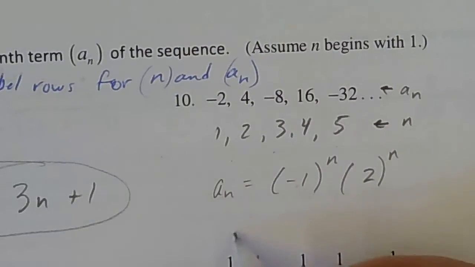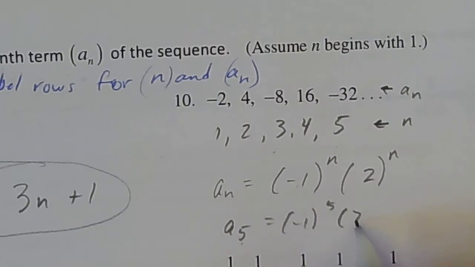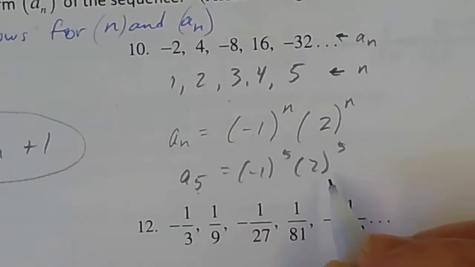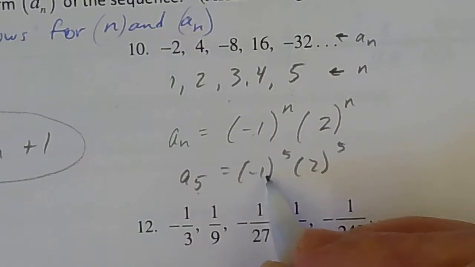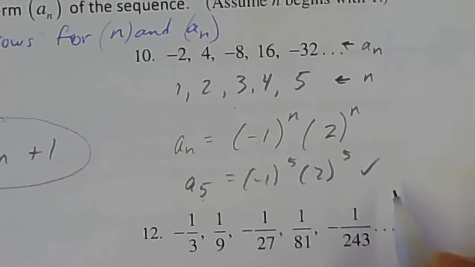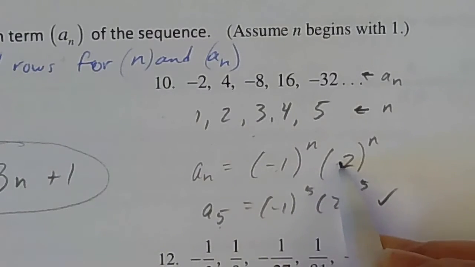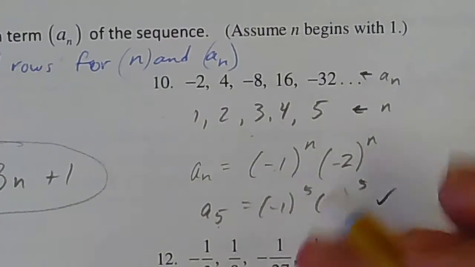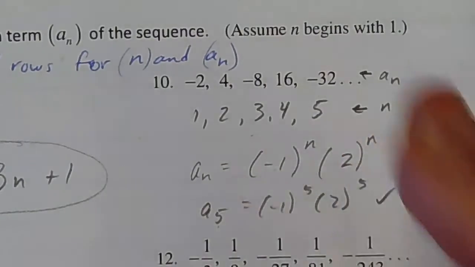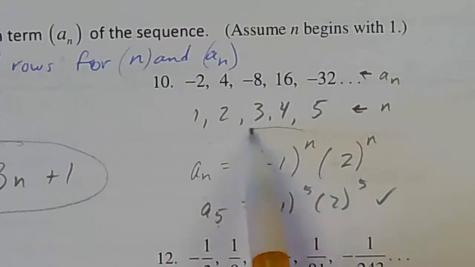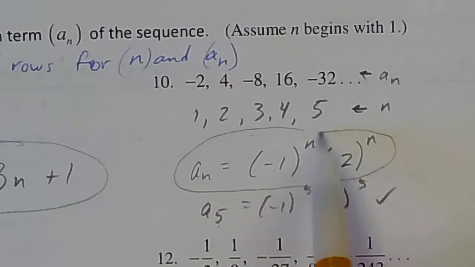Is -1 to the 5th power negative? Sure it is. Okay, so for example, here's the check, right? A sub 5 equals -1 to the 5th times 2 to the 5th power. Does that work out? Yes. 32 times -1. Check. And then when I go to the 4th power, it becomes positive. Okay, you could get by with putting the negative right in here. That would actually work, but I'd probably do it this way because that's what the authors would probably do too.